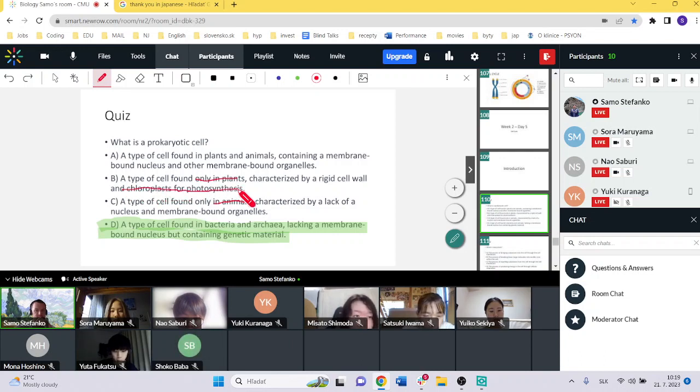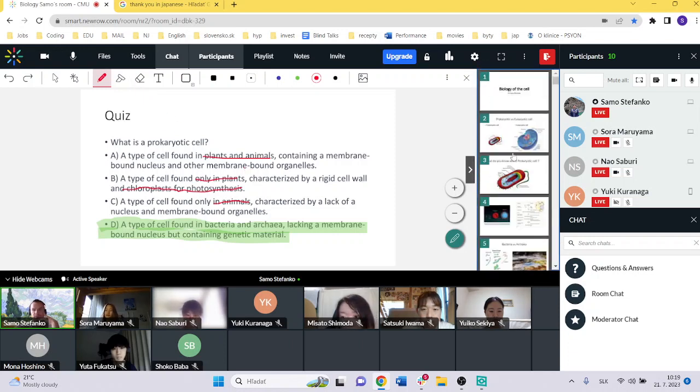Chloroplasts for photosynthesis are typical for plant cells, which are eukaryotic cells. And also, the prokaryotic cells are not to be found only in plants. And the A option, found in plants and animals, perfect. Found in plants and animals because containing a membrane-bound nucleus and other membrane-bound organelles. These would apply for eukaryotic cells.